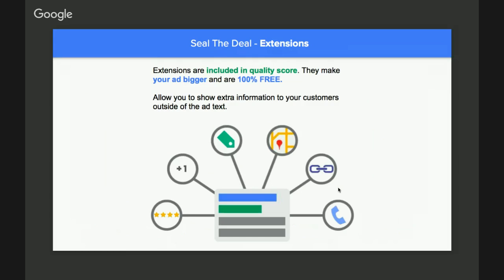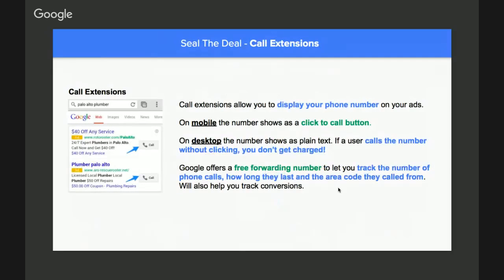So lastly, I want to talk about these extensions that I mentioned before. The extensions are included in Quality Score. They make your ad bigger and are 100% free. So there is no reason not to add all of the extensions that at least make sense for your business. I'm going to go through them really quickly now. So the first thing is call extensions. It's the only way to display your phone number on your ads. On mobile, it looks like a click to call button.